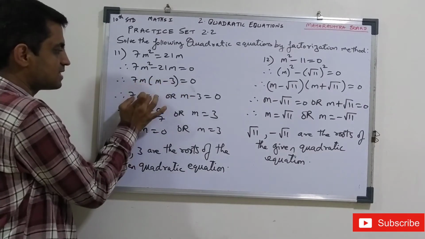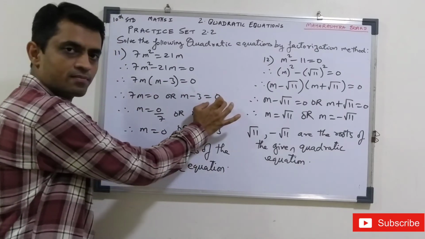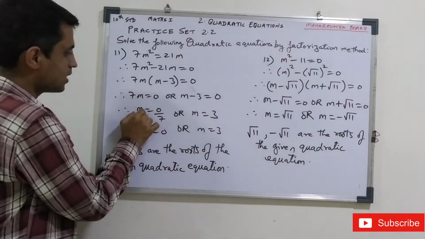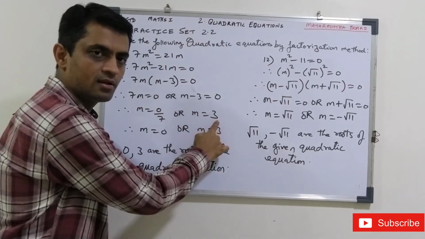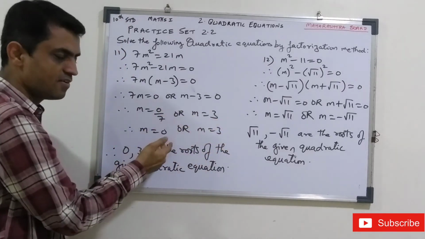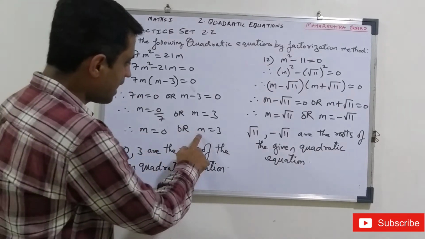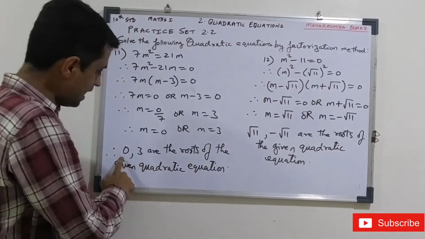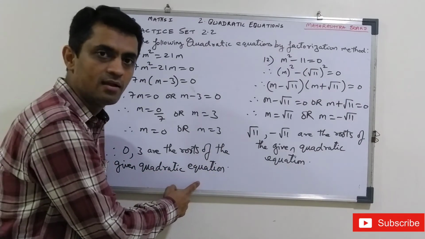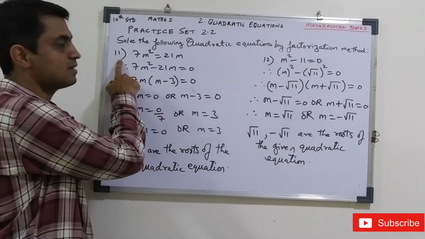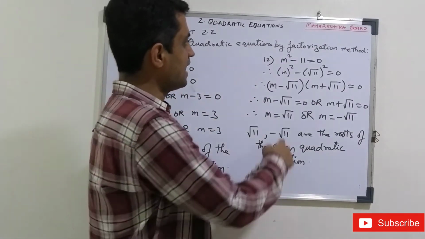It means either 7m is equal to 0 or m minus 3 is equal to 0. Okay, clear? So m is equal to 0 upon 7 or m is equal to 3. So we got 0 upon 7 means what? 0. So what is the answer? m is equal to 0 or m is equal to 3. Then final answer, 0 and 3 are the roots of the given quadratic equation. This was our question number 11. Now let us move to the next question 12.